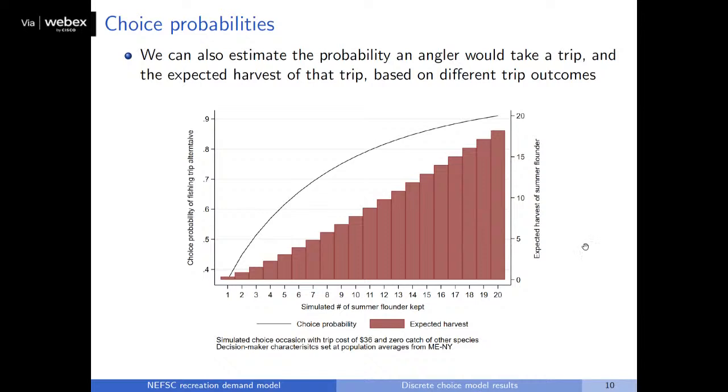Yeah, so good question. So in this instance, this was just kind of a toy example. So I used the angler utility parameters to simulate just 20 trips, and I just wanted to highlight in this plot how individual demand for fishing changes if we change the number of summer flounder that can be kept. So I just set all the variables at averages. So I had a trip cost of 36, which is kind of like a weighted average in one of the states, I'm not even sure, of all the modes combined. Zero catch of other species. And I just set the decision maker characteristics at a population average just for this example, just so that I could keep all those constant and increase the expected harvest and just highlight how individual demand changes.